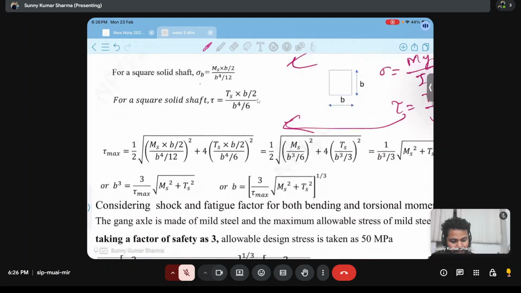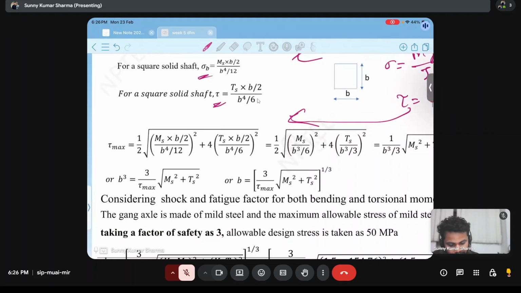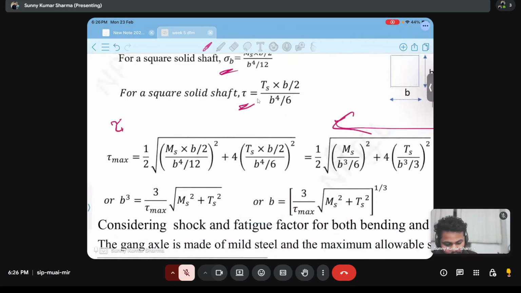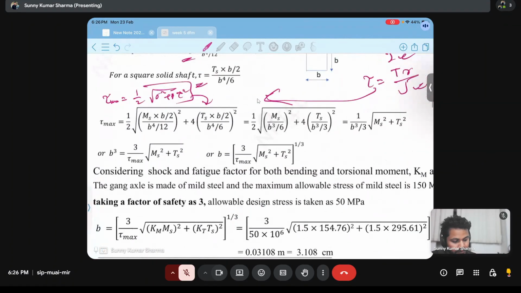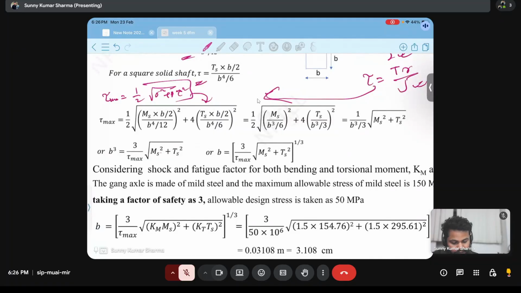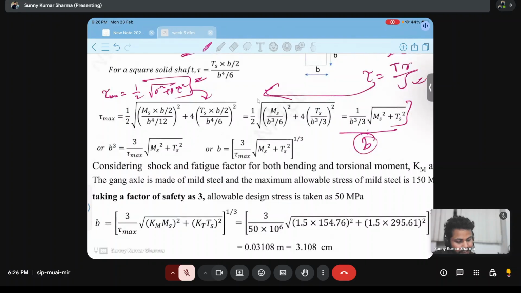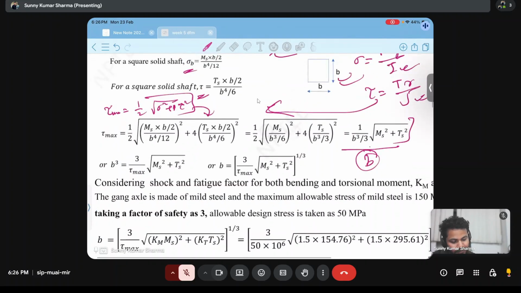and when we have both sigma and tau, like when we have both bending moment and torsion moment acting on anything, we compute the design stress, tau max, by 1 by 2 root under sigma square plus 4 tau square. This thing we will put here, and when we put that thing here, everything will come in terms of b only. Like for a solid square section, if we take the side as b, then everything will come in terms of b.